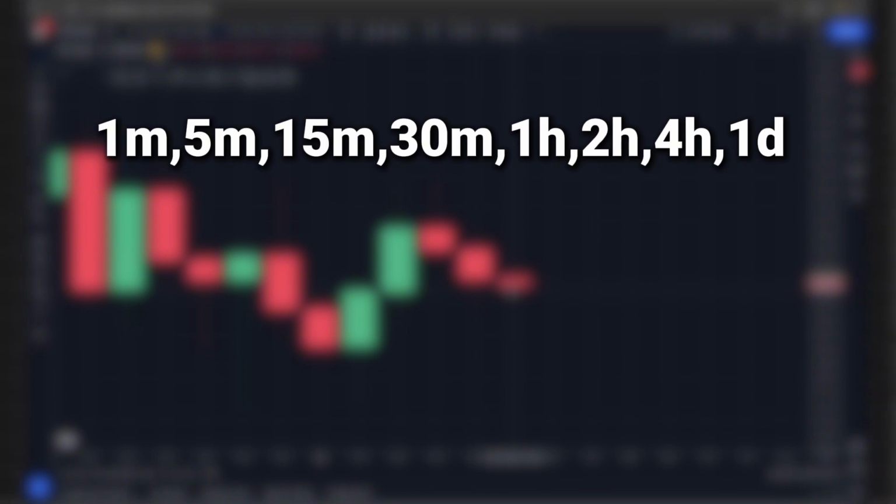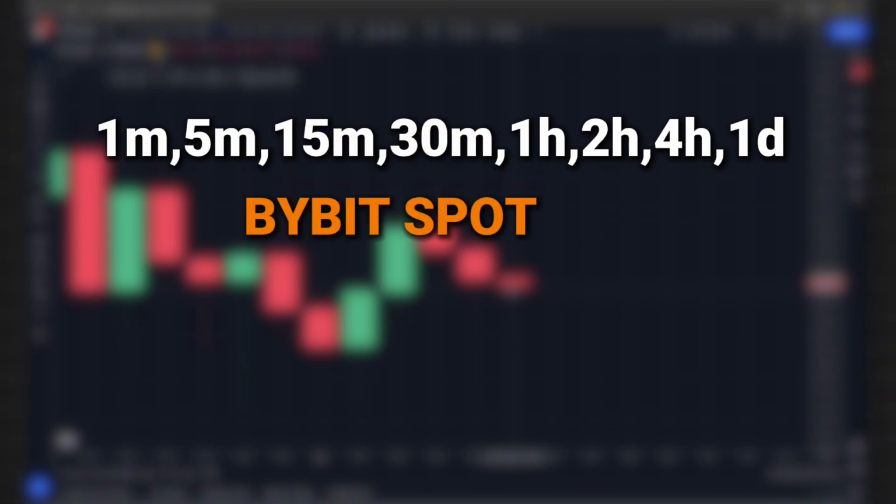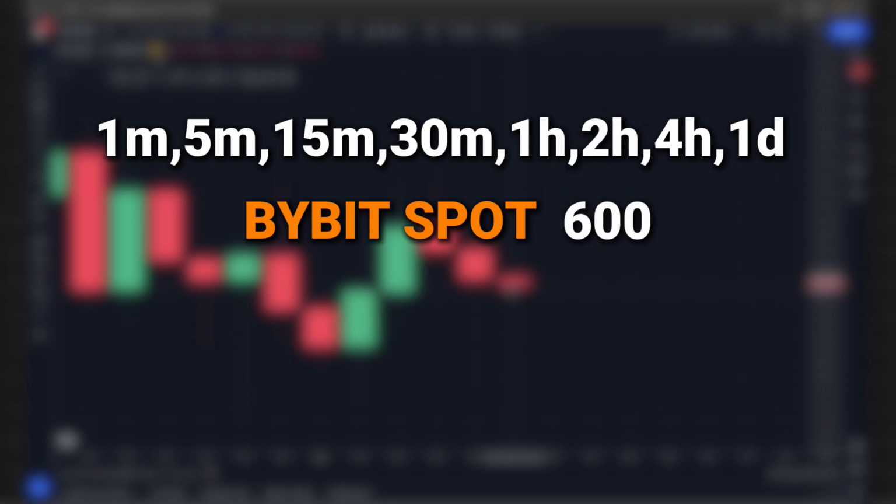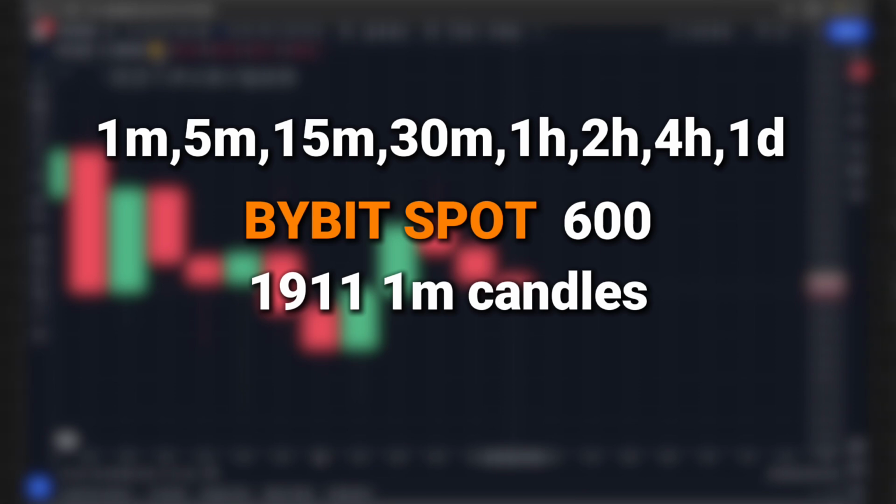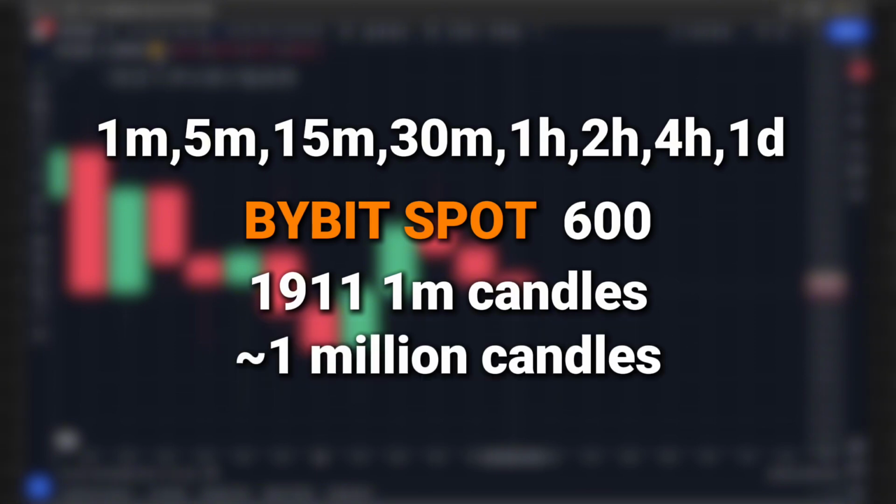So if we were to calculate for all these timeframes, let's start with Bybit Spot Exchange, because that's the first exchange I'm going to implement. There are about 600 pairs on the Bybit Spot Exchange, and for all these timeframes combined, you have about 1911 candles on the 1 minute time frame. So you have to process 1911 times 600, which comes around 1.146 million candles that you need to process every minute. As you can see, it's quite computationally intensive to perform over 1 million calculations every minute, but I will show you shortly how we're going to achieve this.